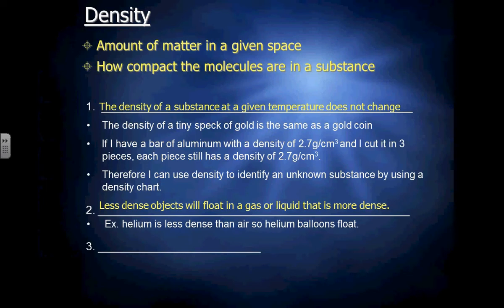And then number 3. So I said the density of a substance at a given temperature does not change. But what if the temperature does change? Well, that can affect the density of a substance. Temperature does impact it. This aluminum cylinder that I'm holding, if I heat it up, do you know what generally happens to almost all substances when they're heated?